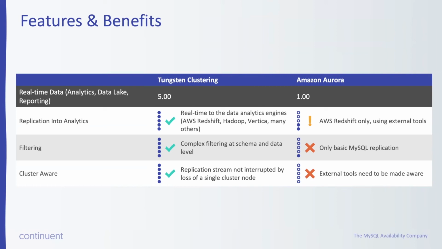Cluster aware. So if you're doing any kind of replication, is the replication aware of the cluster? What that means is if you're replicating into, say, a data lake, let's say Hadoop, and your primary goes down, a replica is promoted. Does the replication tool know about that? With Tungsten Clustering, yes, the replication streams are all cluster aware and aware of what's going on within the cluster. With Aurora, your tools need to be designed to do that. There's nothing provided to allow that.